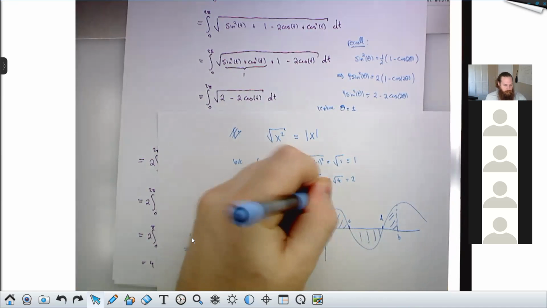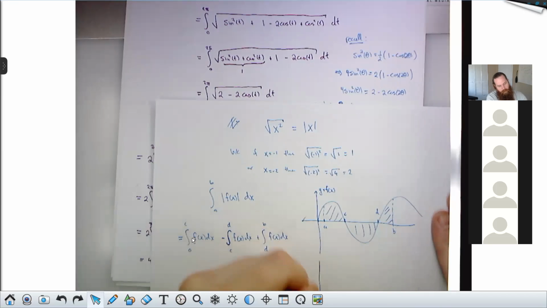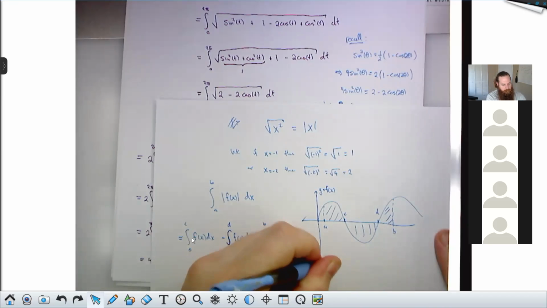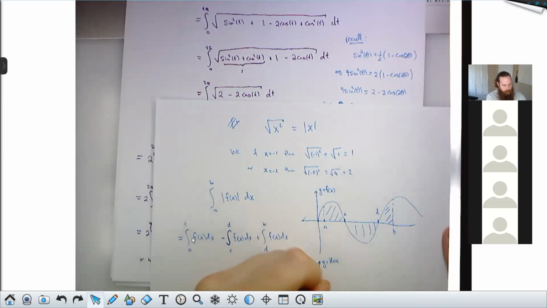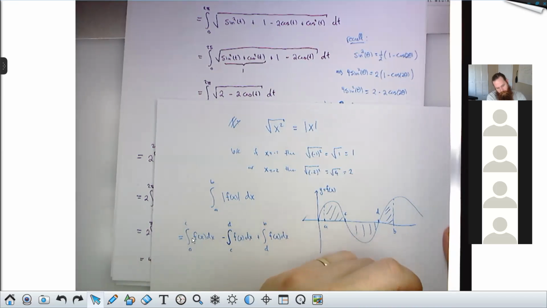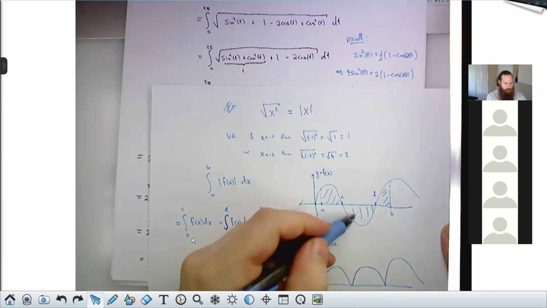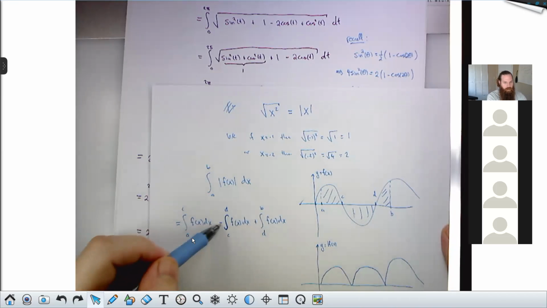So this is the graph y equals f of x. The graph y equals absolute value of f of x, the thing you're actually trying to integrate, would look very similar. But here, this piece would be flipped up. All right. So to flip this piece up, you need to negate it. It's already negative. To make it positive, you need to negate it again.